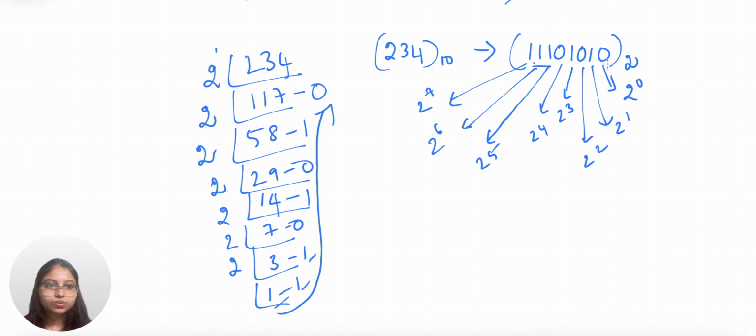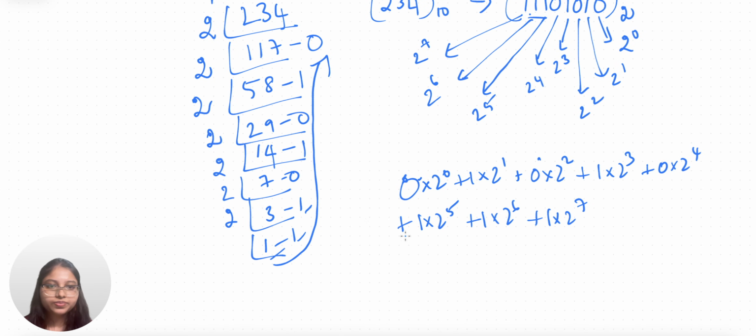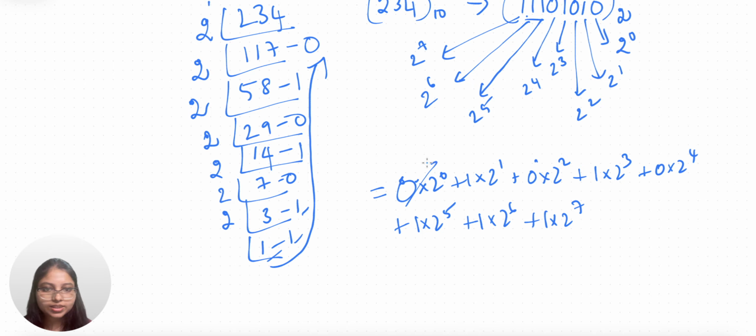Got it? So 0 into 2 power 0, plus 1 into 2 power 1, plus 0 into 2 power 2, plus 1 into 2 power 3, plus 0 into 2 power 4, and then plus 1 into 2 power 5, plus 1 into 2 power 6, and then plus 1 into 2 power 7.